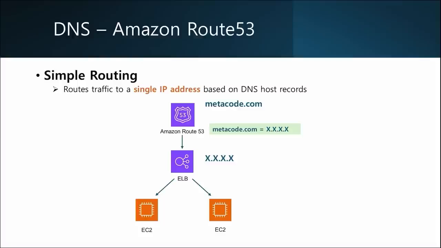First is simple routing. Simple routing is the structure where one IP of this Amazon Route 53 is mapped. It is the simplest structure. For example, if you enter metacode.com, Amazon Route 53 converts it into an IP address and connects to the ELB with that IP address. This ELB is a load balancer. ELB distributes the incoming traffic to the EC2 instances appropriately.